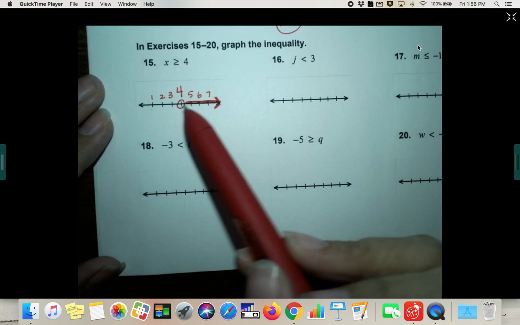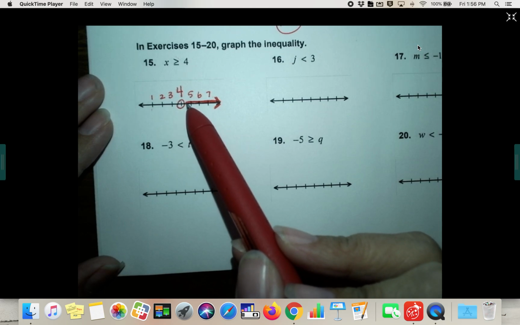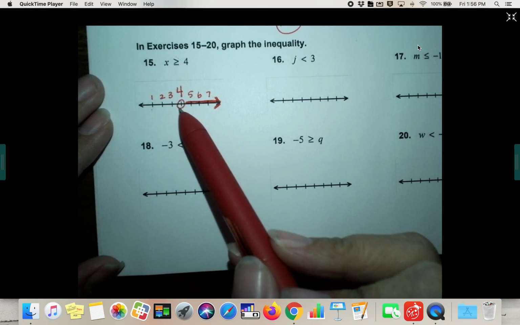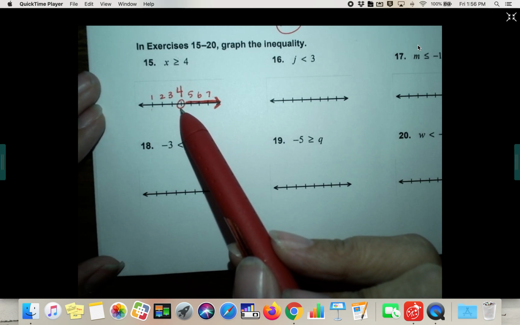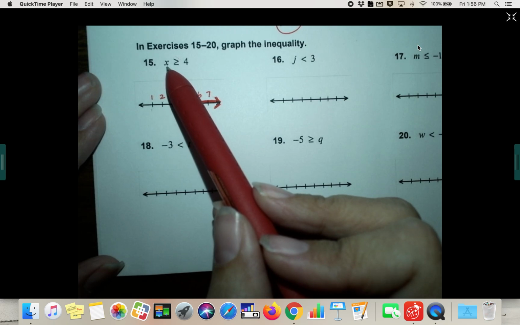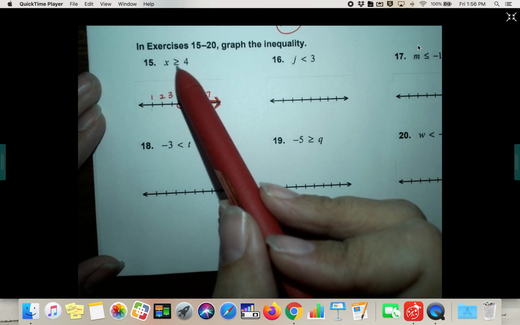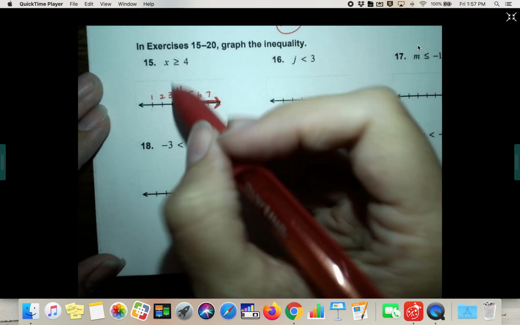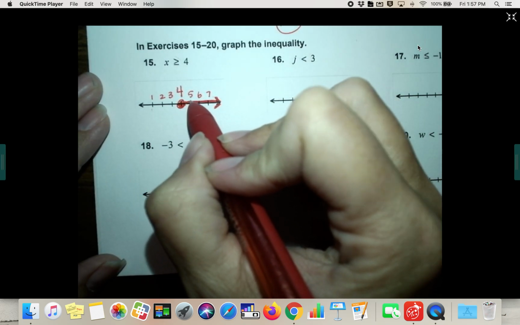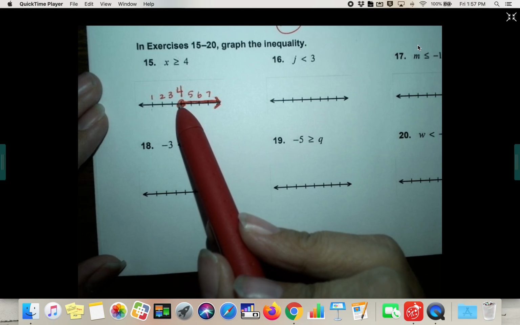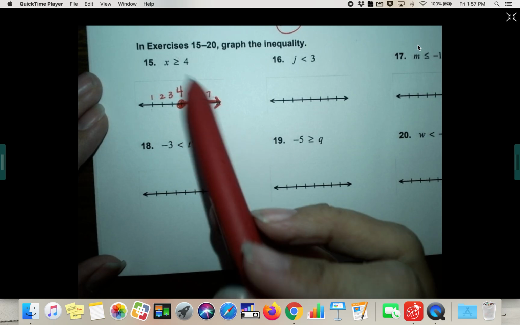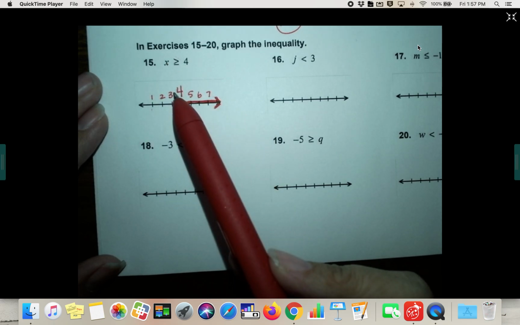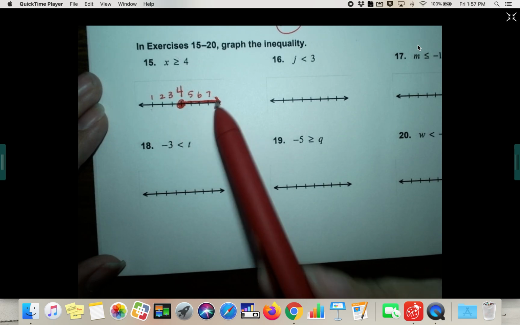And the last thing I want you to look at is the number 4 itself. We're either going to leave this bubble open or we're going to shade it in. And here's what makes us decide that. If x could be equal to 4 itself, then it could actually be this number itself. So we would want to darken it in to show that it could be 4 or anything greater. So we don't know what x is, but this represents that it is 4 or some number greater.